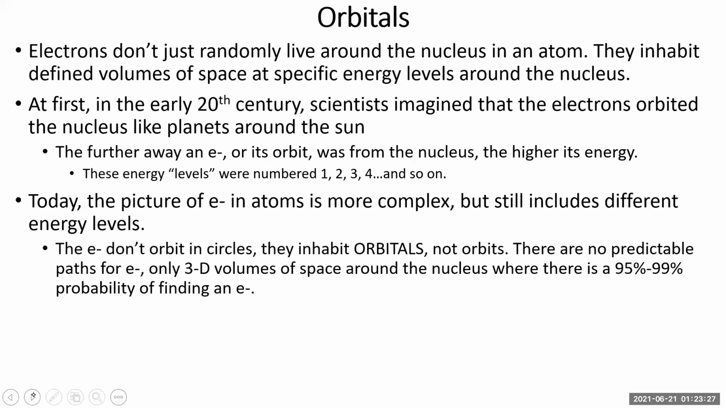Of course, today the picture of the electron in atoms is more complex, but it still includes different energy levels. So in that respect, it still makes sense to talk about the old planetary model. In fact, we will return to that in a very near-term future video when we talk about the interaction of light and electrons, excitations and relaxations of electrons, or electron transitions. The fact that the electrons don't orbit in circles, but they inhabit orbitals, doesn't impact the central premise that energy is exchanged and energy is involved in the placement of electrons around the nucleus.